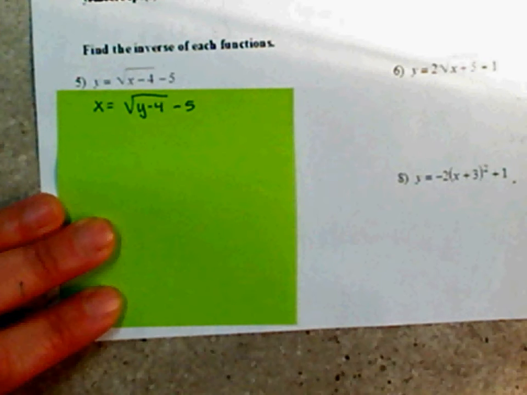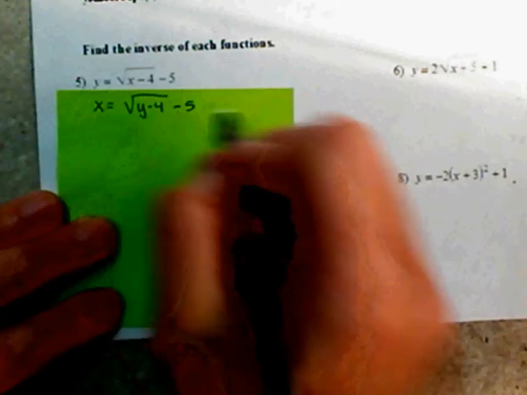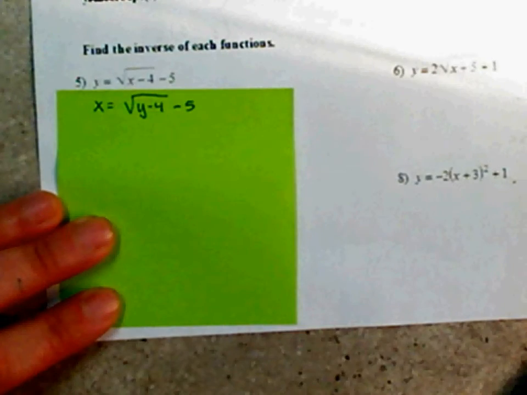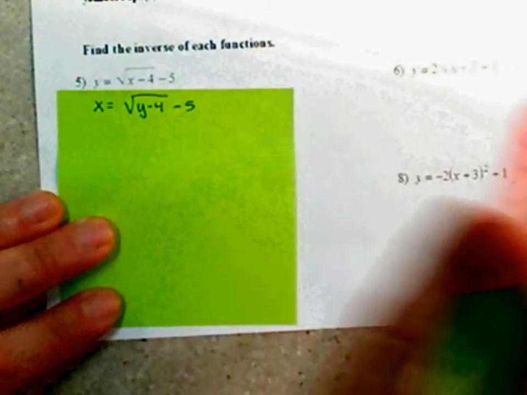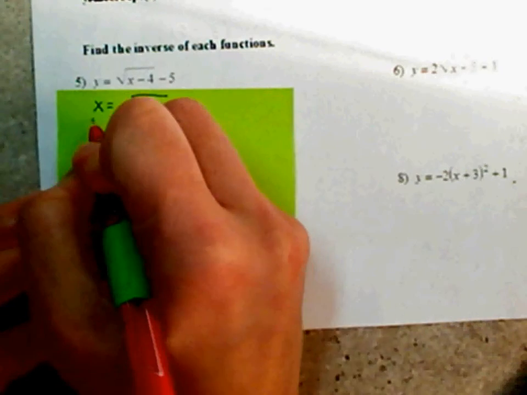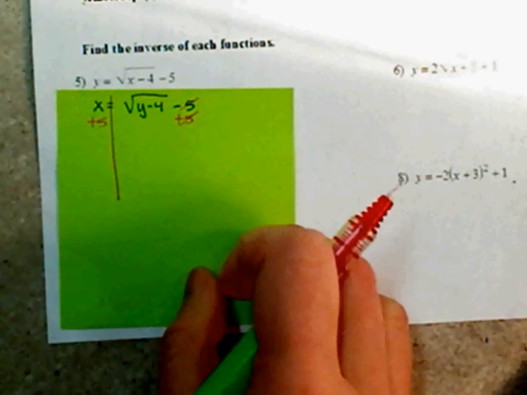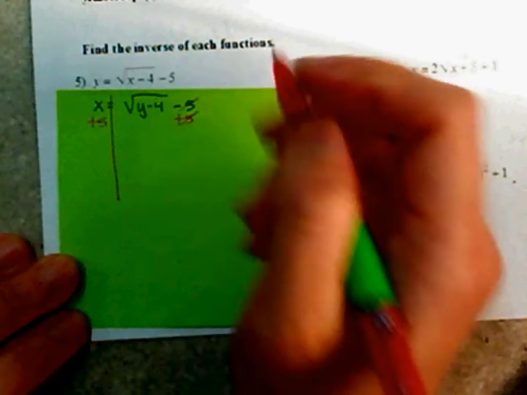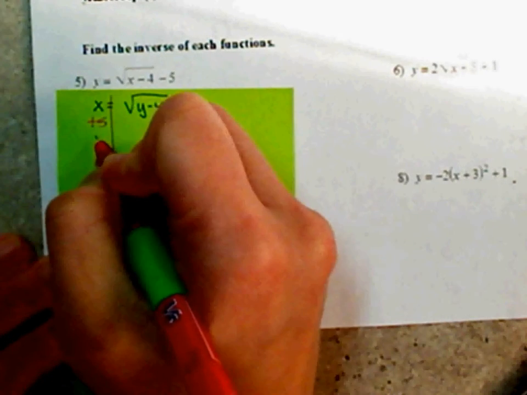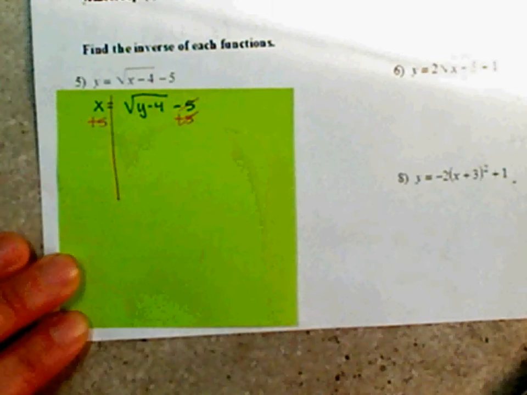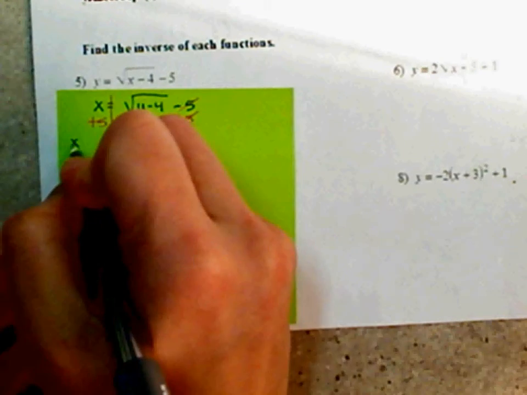So how do you solve for Y? Add what? Add 5. Good. I'm going to draw my line. Okay. Alex, you mark off and you put it over here. You don't write it twice. Okay? So now you have x plus 5 is equal to square root of y minus 4.